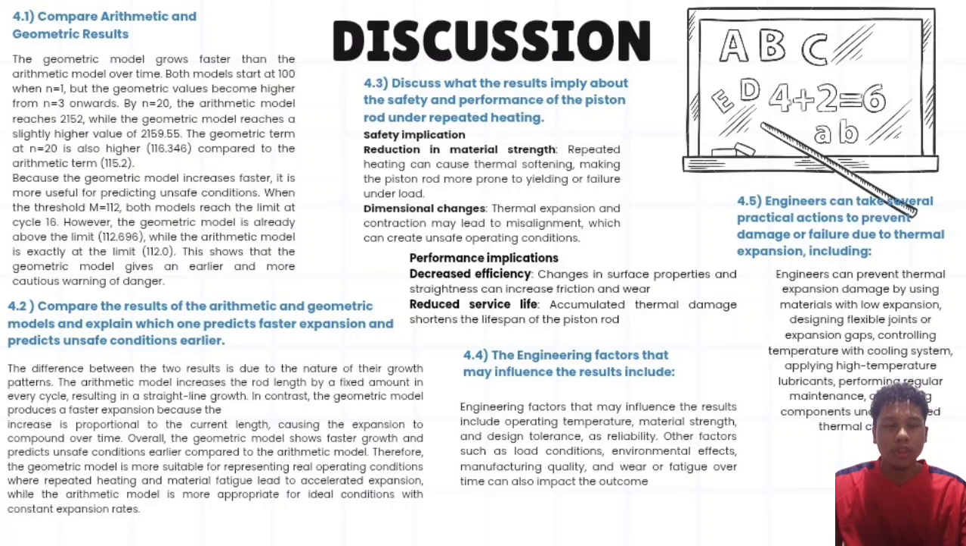Today, I will compare the arithmetic and geometric models and explain their impact on the piston rod safety. The geometric model shows faster growth because it increases based on compounding, while the arithmetic model grows at a constant rate. As a result, the geometric model reaches unsafe condition earlier and provides a more realistic warning for potential failure under repeated heating. This result implies that repeated heating can weaken the material, cause dimensional change, and increase the risk of misalignment and failure.